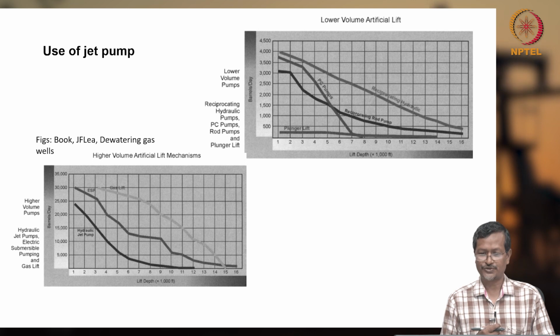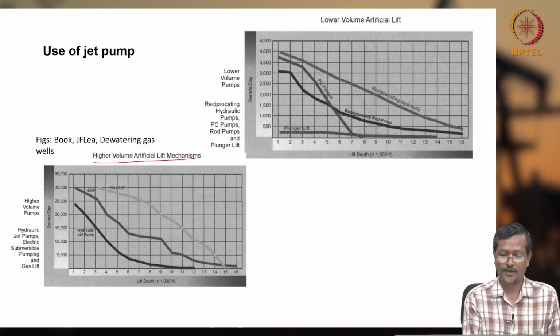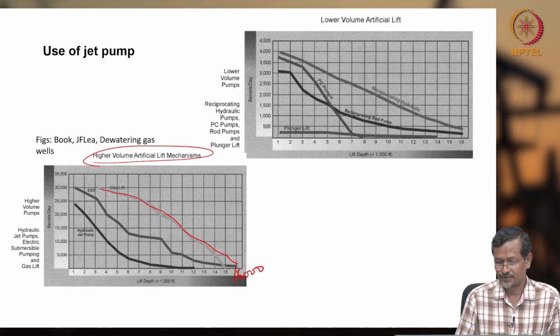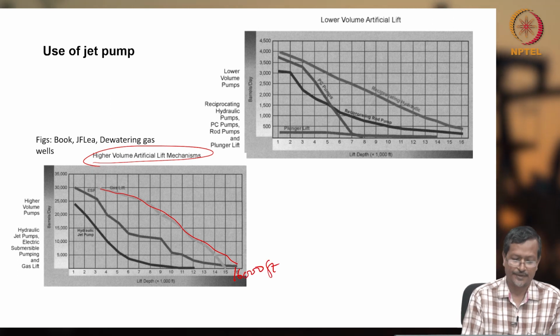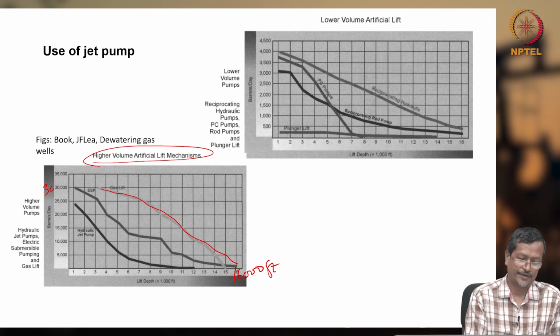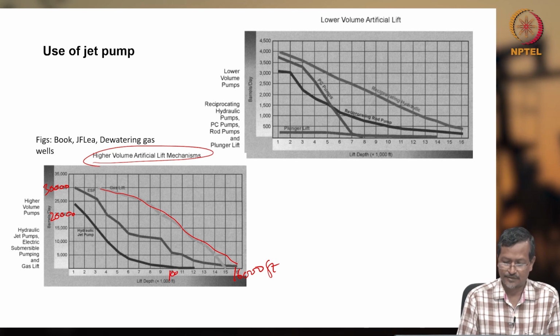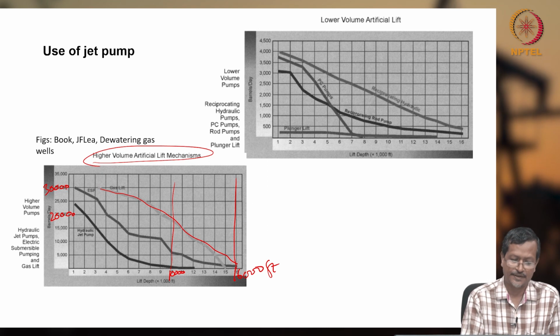Whenever you are using a jet pump, you can see these two pictures. One is for high volume artificial lifting mechanisms. For high volume, you can see gas lift will have very high volume actually, with lift depth of 16,000 feet. This is the 10,000 line, this is the 16,000 line, this is 30,000, this is 20,000, this is 10,000 volume flow rate.